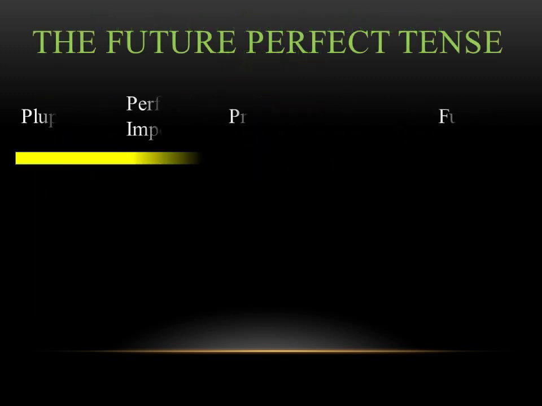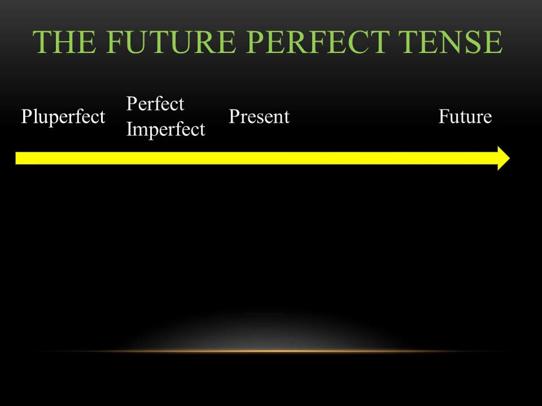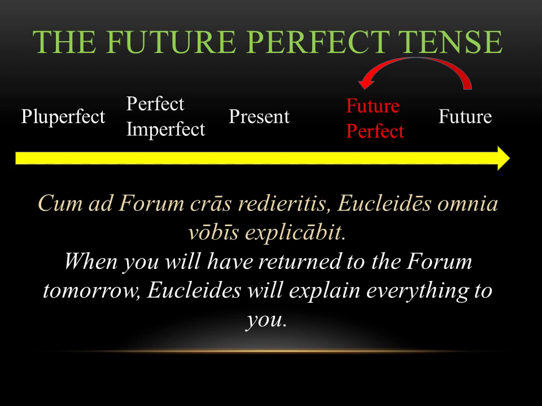So if we think about the timeline we've been using, it would look something like this. You'll notice we filled in on the far left the pluperfect tense that we learned earlier in this video. Now you have the future tense and a gap between present and future. This is where the future perfect lies. So if we think back to that sentence we were looking at, I'll show you where the different verbs fall on this timeline. The first one is explicabit, which we said is just normal future tense. So this would be the farthest thing out in the future. Euclides will explain everything to you.